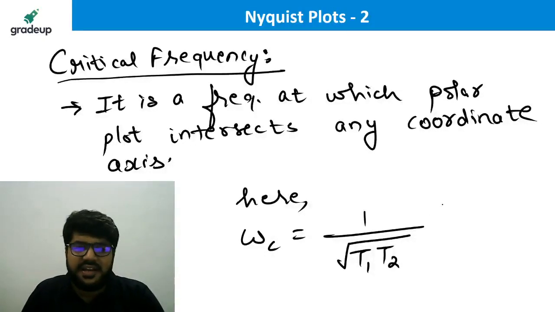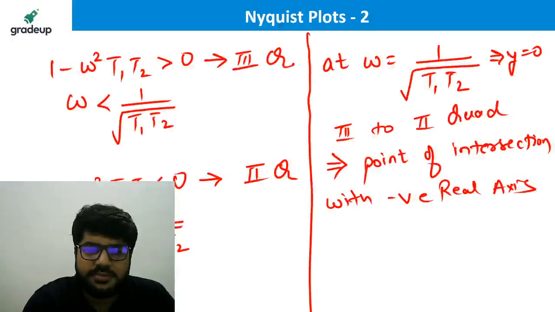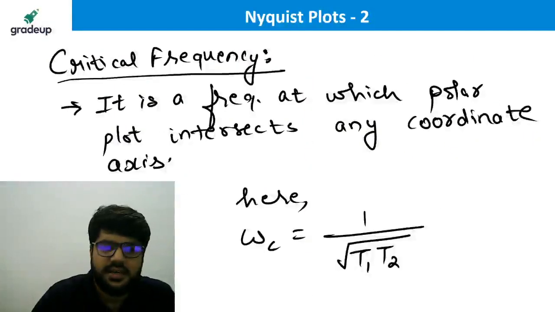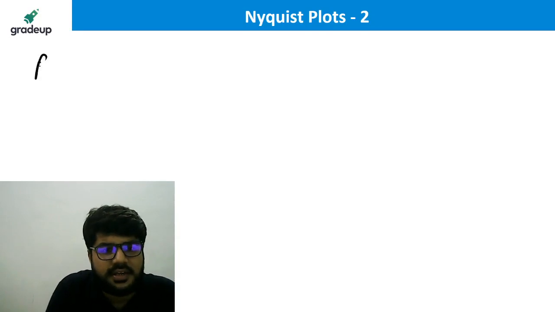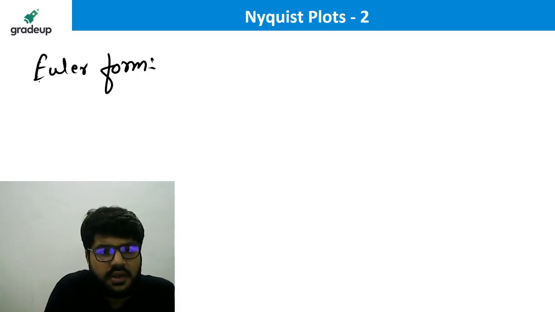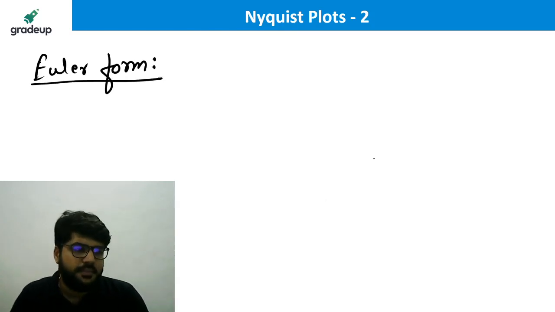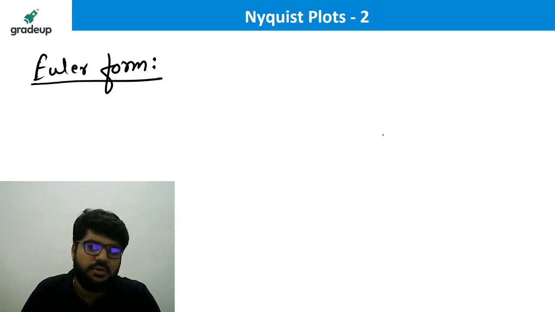Now this critical frequency has to be solved quickly by the Euler method. This is the Cartesian analysis. Yes, here 1 upon root T1 T2, it is the critical frequency. Now going for the Euler form. How to find the critical frequency by the Euler form? That I have told you, but did not explain yesterday. Now I'm going to explain it.